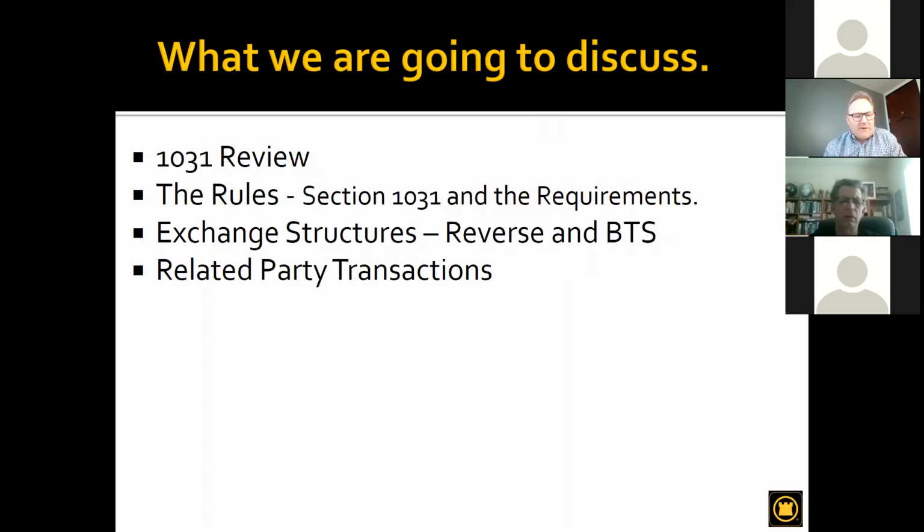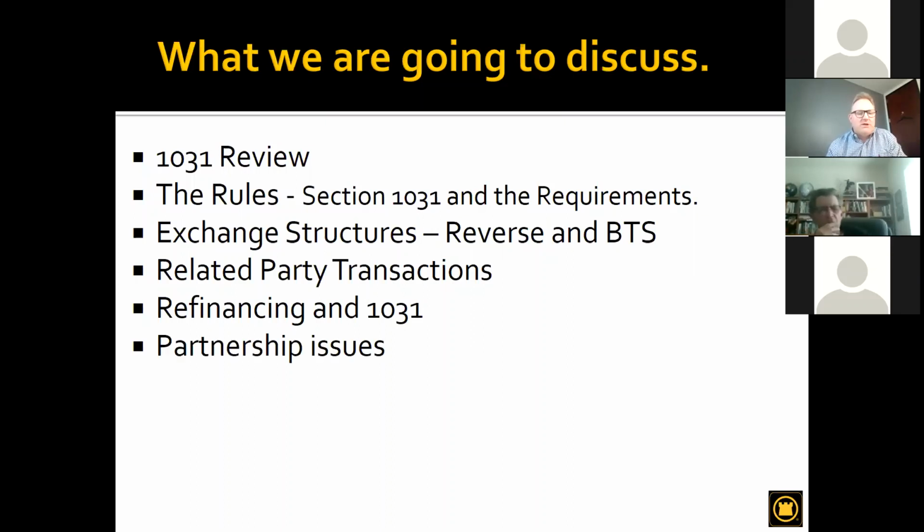We'll get into related party transactions. There are some no-nos when it comes to that under the IRS regulations. We'll talk about refinancing and 1031 and when's a good time to do that if you are considering doing a 1031 exchange. And then last but not least, we'll get into some of the partnership issues. If you've ever been in a partnership, you always have issues. No, just kidding. When it comes to 1031, sometimes partners want to dissolve and go their separate directions, and we'll discuss that.